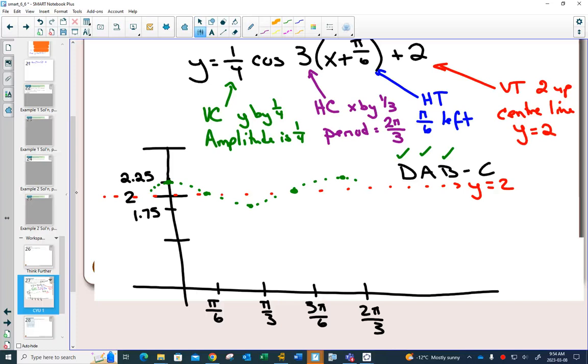Finally, with the shift, we need to go pi over 6 to the left. So I make a mark at the same distance, negative pi over 6. Oh, I forgot to check off, I did the dash. And we take each of these 5 points and shift them one tick mark to the left. And there is our final graph.